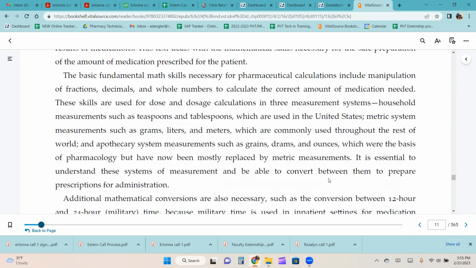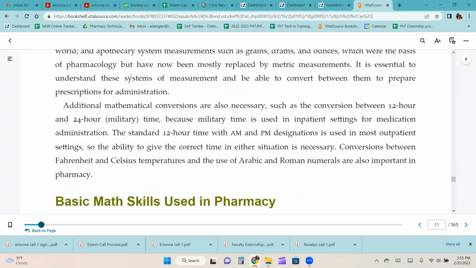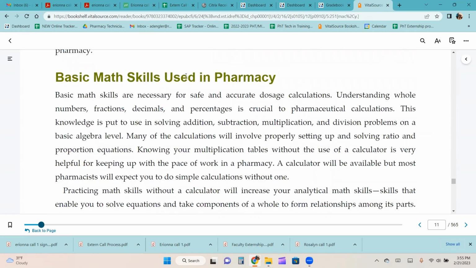All right. The basic fundamental math skills are necessary for pharmaceutical calculations, so nothing too extreme. We'll go over conversions and military time and stuff of that nature. So basic math skills are necessary for safe and accurate dosage calculations. Understanding whole numbers, fractions, decimals, and percentages is crucial to pharmaceutical calculations. So this is crucial to doing calculations out in the workforce and also when doing math in our program.